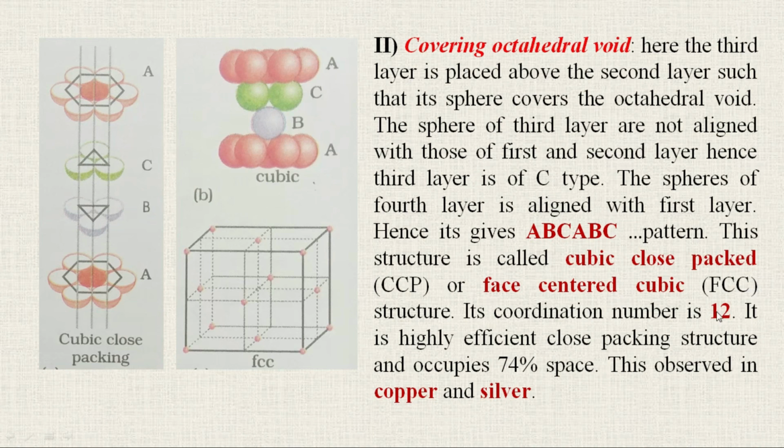It has a coordination number of 12 and it is one of the most efficient close packing structures. Most efficient close packing structure means that in this particular structure, the maximum volume of the unit cell is occupied by particles, which is around 74%, and it is observed in copper and silver.